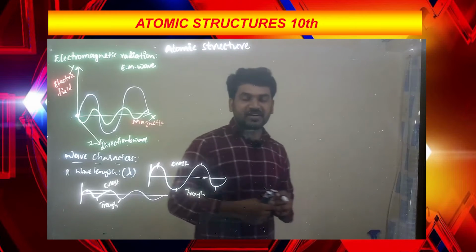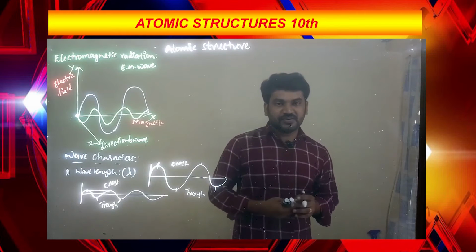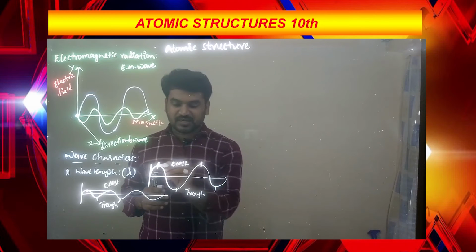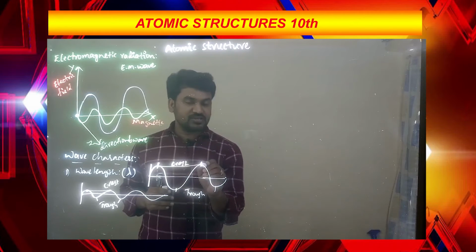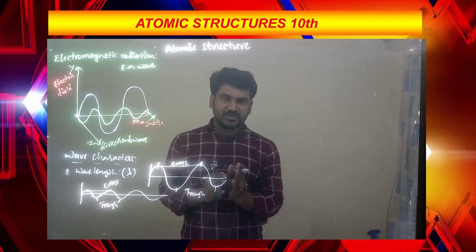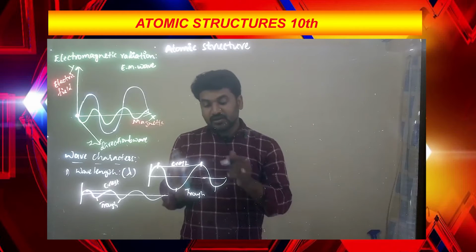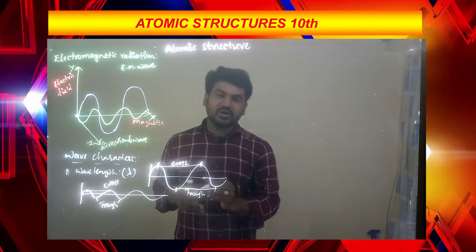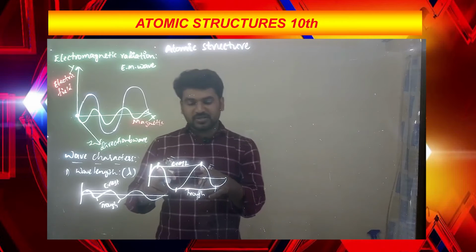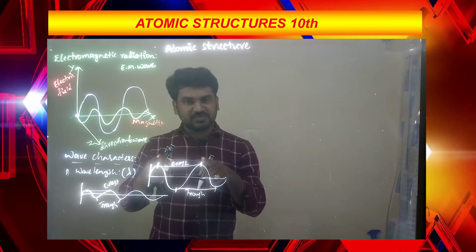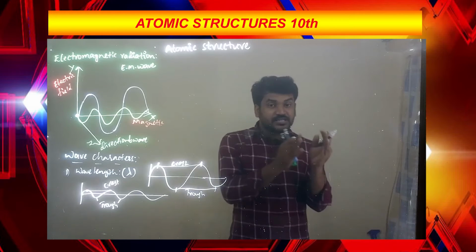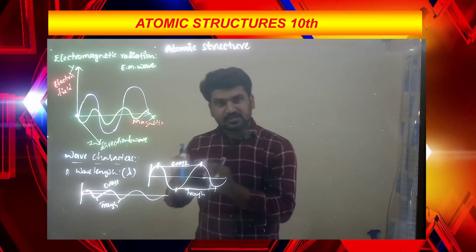Now how to define the wavelength? The distance between two continuous crests. You should not say just two crests. We need to say two continuous crests, or two consecutive crests, or two consecutive troughs, or two continuous troughs. The distance between two continuous crests we call wavelength, right? So we are saying it as distance.